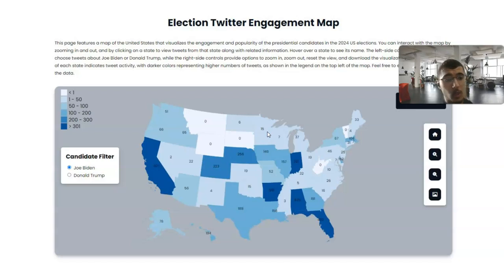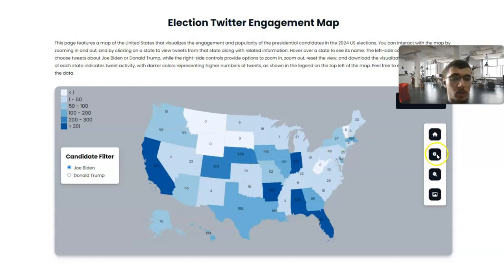Since we're only collecting tweets from the US, we pull the location of every single tweet and then place it on a map. Now, using this filter here, we can switch between the tweets that talk about Donald Trump or Joe Biden. And then we have a legend here that represents the intensity level on each map.